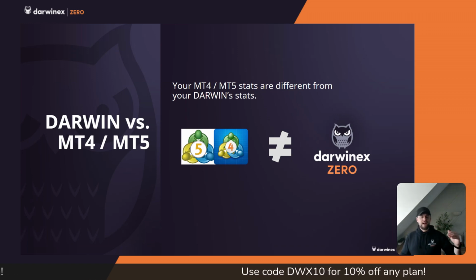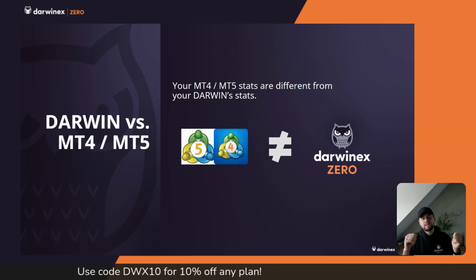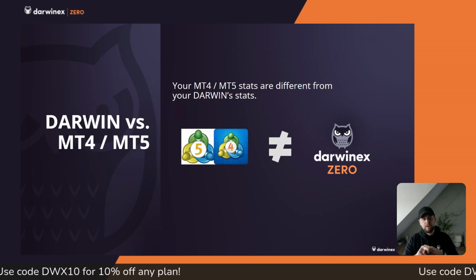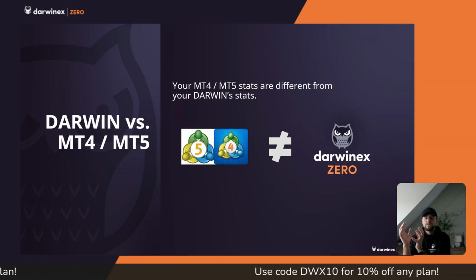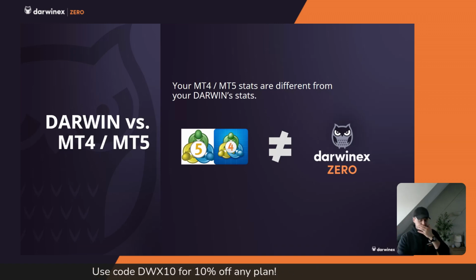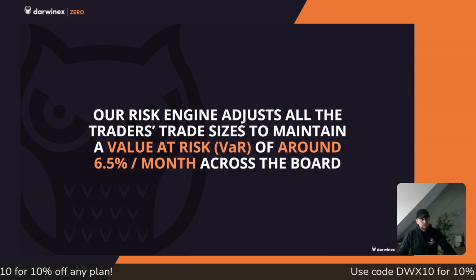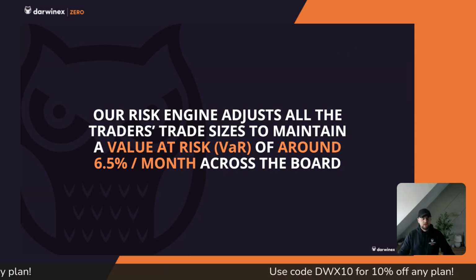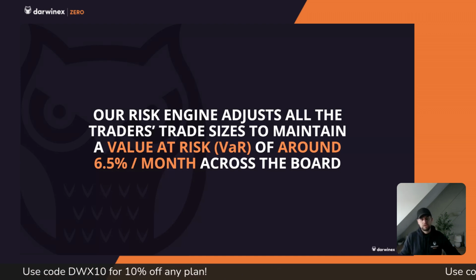The main factors that drive the difference is your value at risk. Your value at risk then drives the risk multiplier, which is basically the calculation of your position size compared to the position size that your Darwin trades. And that's where the difference is. So as I've already mentioned, our risk engine adjusts every single trader's trade size on the platform to maintain a VAR or a value at risk of around 6.5% per month across the board.